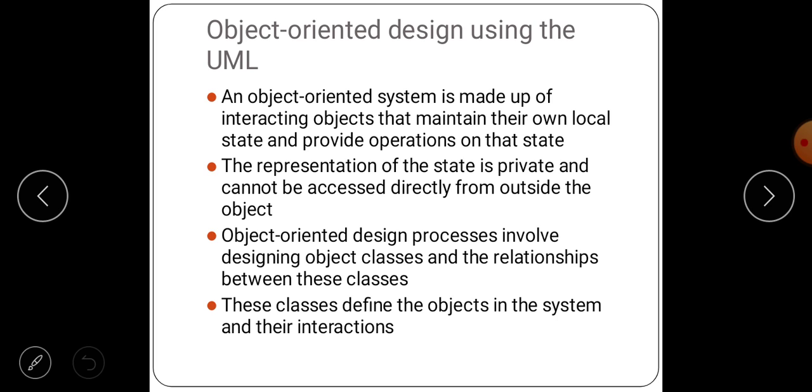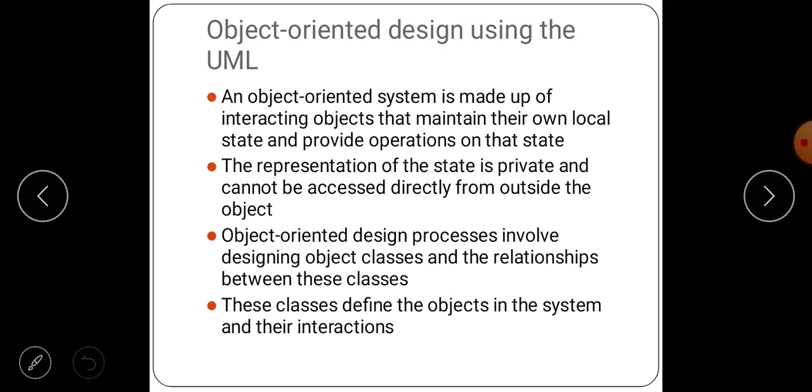Next is object oriented design using the UML, means object oriented design using the Unified Modeling Language. An object oriented system is made up of interacting objects that maintain their own local state and provide operations on that state.